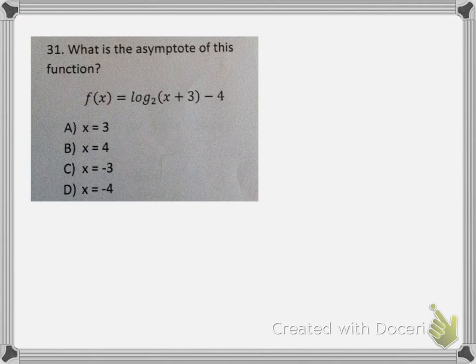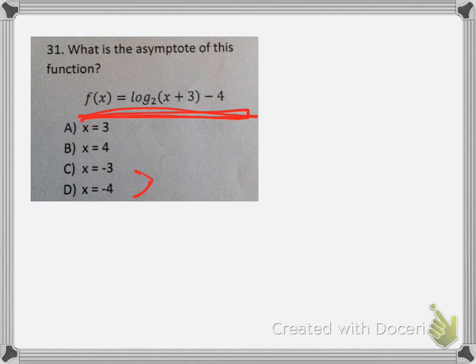Alright, and the last question here is, what is the asymptote of this function? Clearly, if you do not have a clue, or even if you do, especially since this is a final exam, you may want to use your technology. Graph this thing. Okay? Graph it. You will see where it's at.